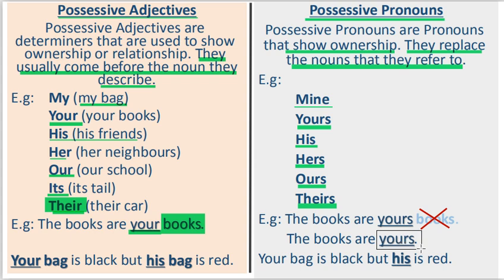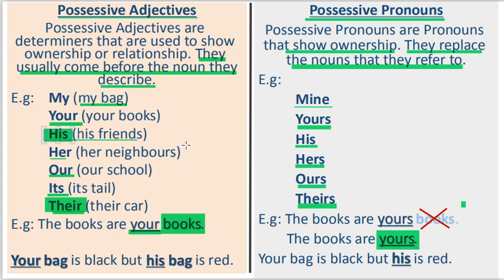When the noun is no longer there, as in the books are yours, it is a possessive pronoun because it has replaced the noun. But when the noun is there, as we have in your books, books is still there after your, that means it is an adjective. I hope this is clear. That is how we differentiate between possessive pronouns and possessive adjectives. The second example is going to be based on his, H-I-S.